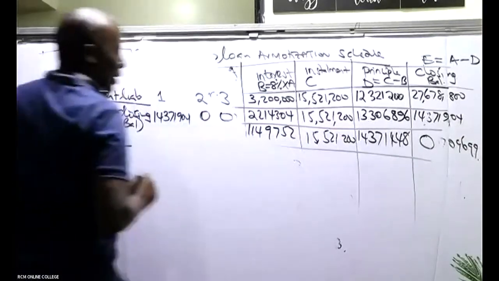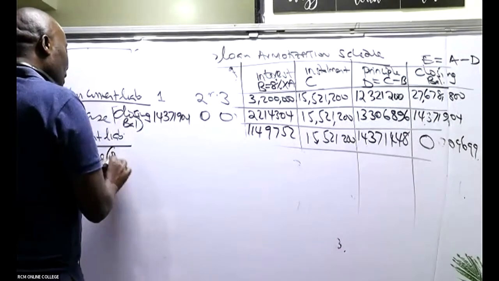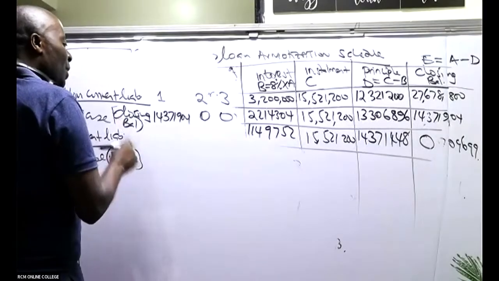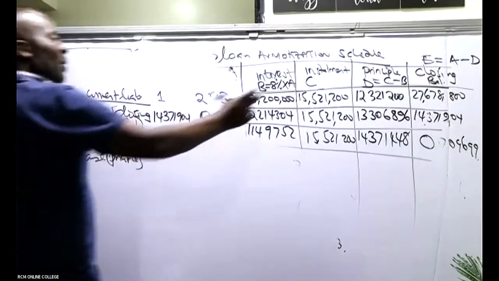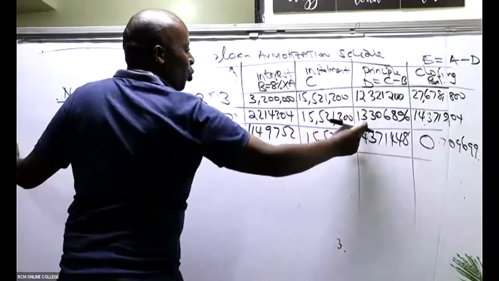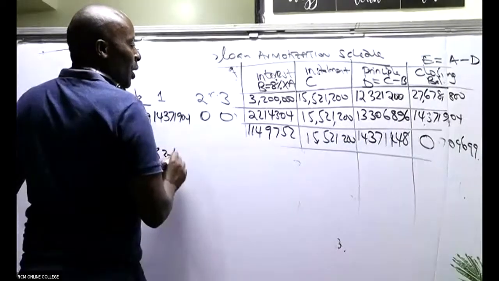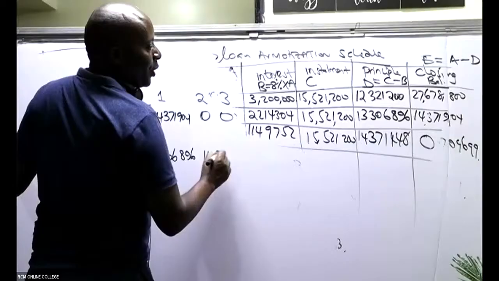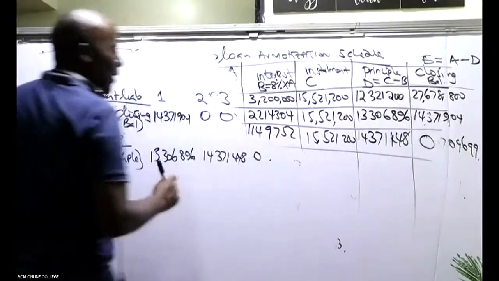Here there's nothing. For lease current liability, pick in this case the principal, again from year 2 onwards. Pick without even reasoning, you go and pick the principal here, but from year 2 onwards. So we have here 13,306,896. This will be 14,371,448, whatever. And then of course there will be a 0 there.